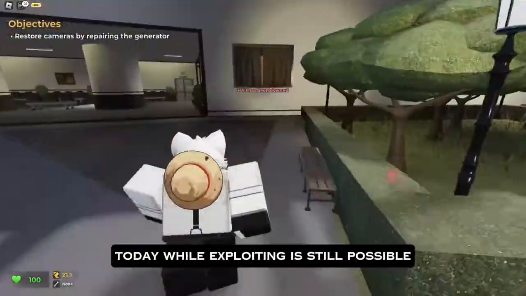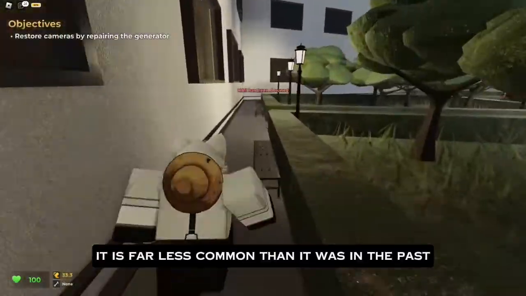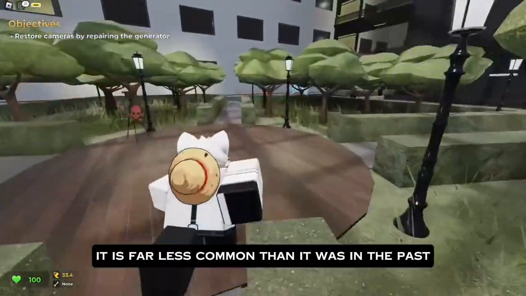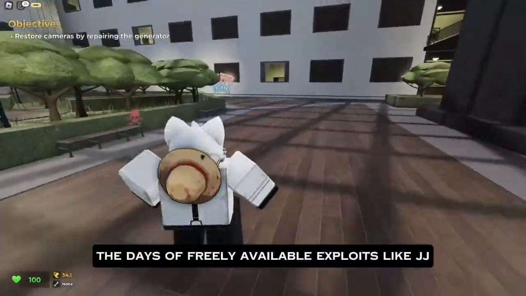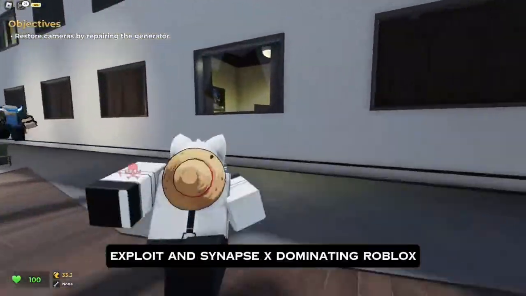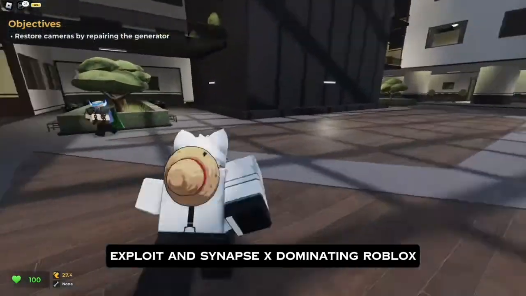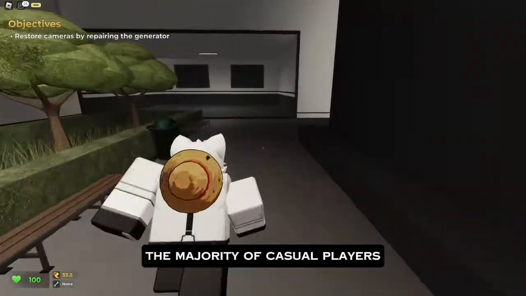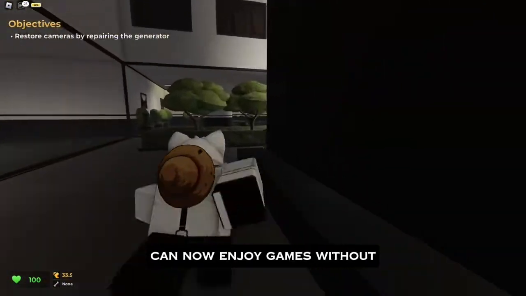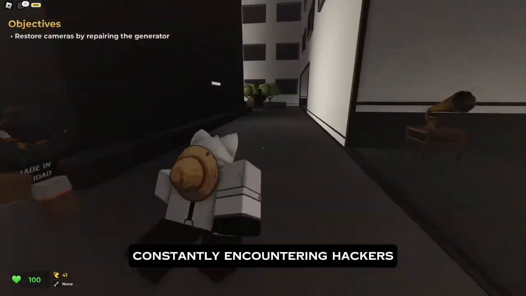Today, while exploiting is still possible, it is far less common than it was in the past. The days of freely available exploits like JJSploit and Synapse X dominating Roblox are largely over, and the majority of casual players can now enjoy games without constantly encountering hackers.